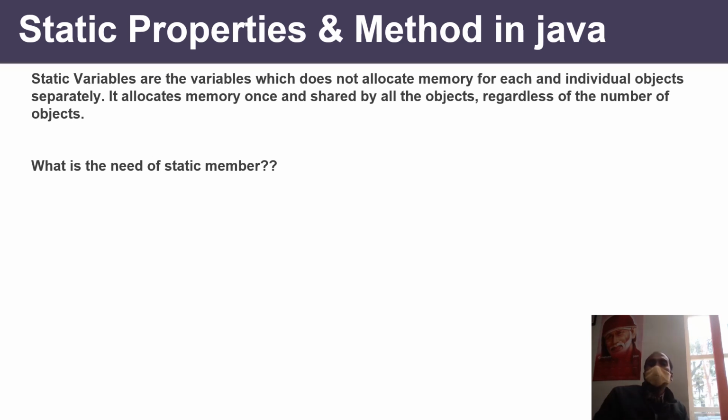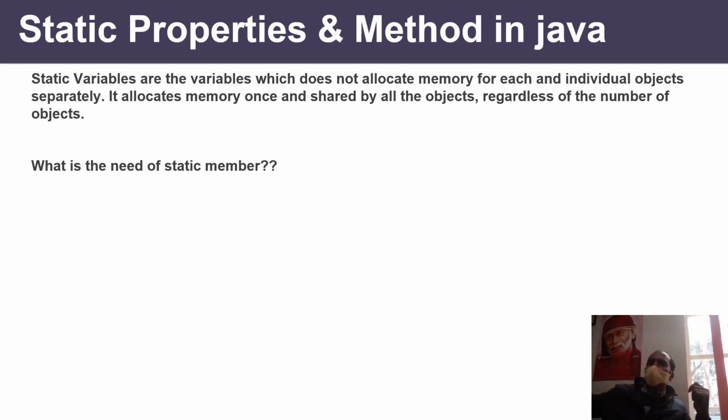Here the concept of static is introduced. When you create a static property, a static variable does not allocate memory for each individual object separately. It allocates memory only once and is shared by all the objects, regardless of the number of objects. What will be the advantage? The thing which is common for all objects, you do not need to create separate memory for each object. You take it as static, and it will allocate only one memory that is shared by all the objects.